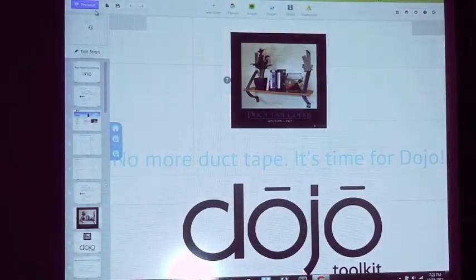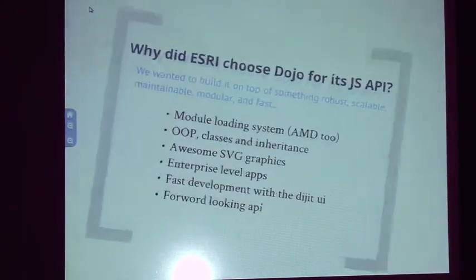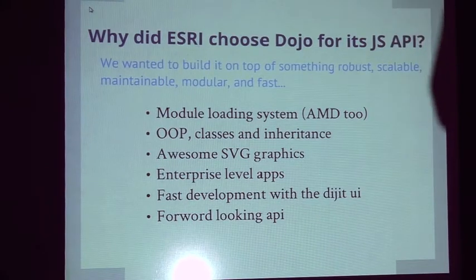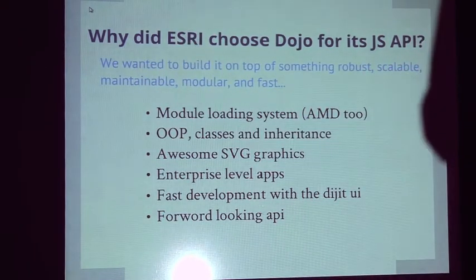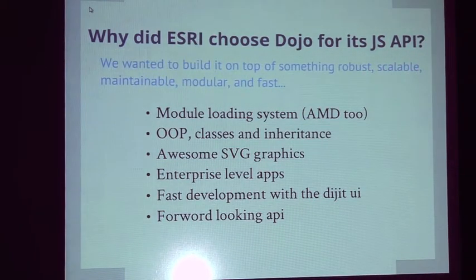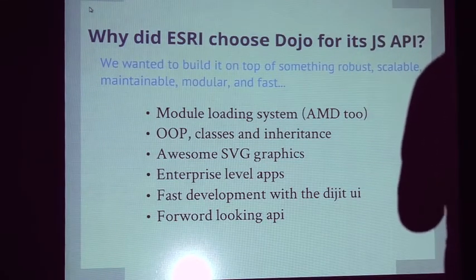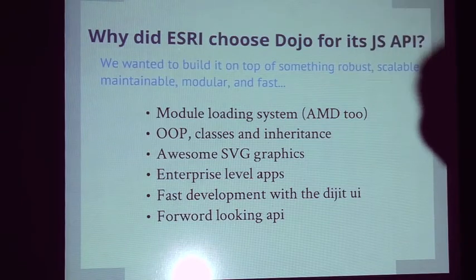All right, well, let's go back to the presentation here and go to our next slide. So why did ESRI choose Dojo for its JavaScript API? Like I mentioned, we have a JavaScript API that connects to our backend server product. And we were on the hunt for a JavaScript library to build our API on. This was back in 2007. And we looked around, we looked at jQuery, we looked at all the ones that are out there, MooTools, whatever, and at Dojo. And the one that won was Dojo. And these are the reasons why, right? We needed to build it on top of something that was robust, scalable, maintainable, modular, and fast, right?